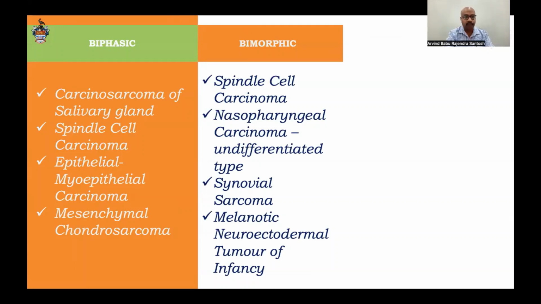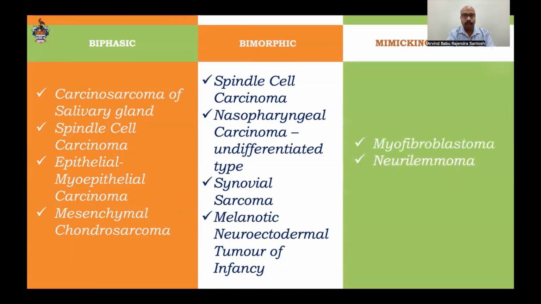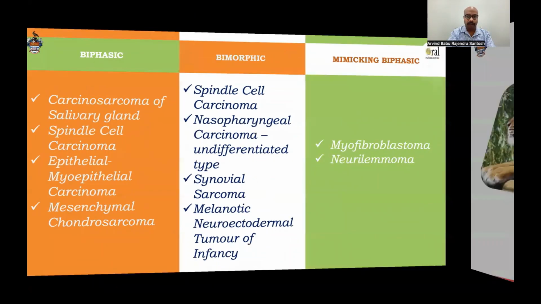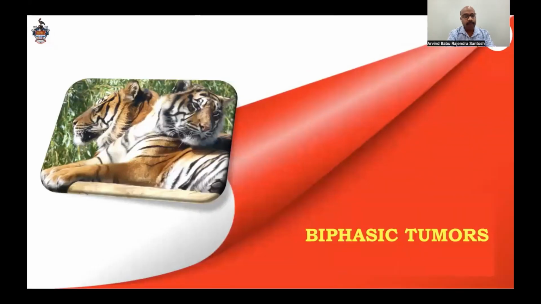So spindle cell carcinoma is represented in both biphasic and bimorphic. When it comes to the slide on spindle cell carcinoma, I'll tell you why it is listed in both. Nasopharyngeal carcinoma, undifferentiated type; synovial sarcoma; melanotic neuroectodermal tumor of infancy. And the mimicking tumors are myofibroblastoma and neurolemoma. Biphasic tumors, I like this picture because you can see the two heads there, both are malignant, meaning both are tiger.